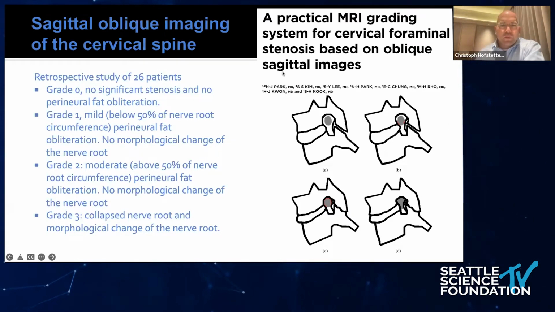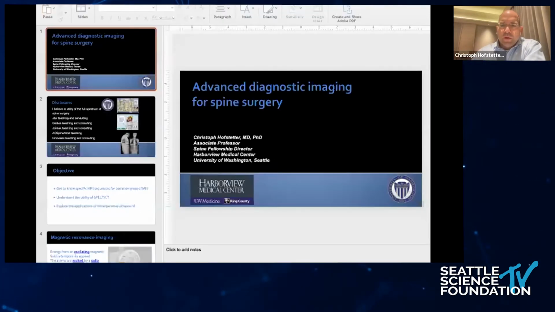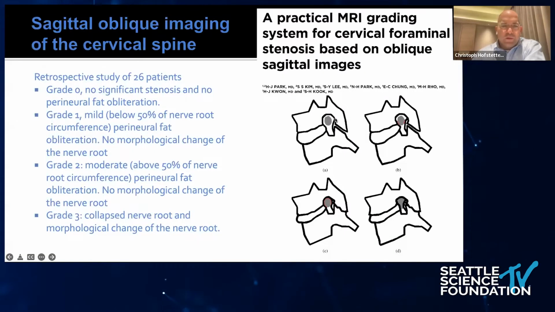And so here's a retrospective study, and they developed a nice grading scheme for cervical foraminal stenosis. And the more foraminal decompression surgeries you do, in different ways, and I'll get to that in a moment, the more important it is to be able to assess that. I think everybody in their practice sees patients that have multiple nerve roots compressed. With chronic cervical radiculopathy, the diagnostic workup in terms of clinics is very difficult. And so it's really helpful to have very precise imaging.